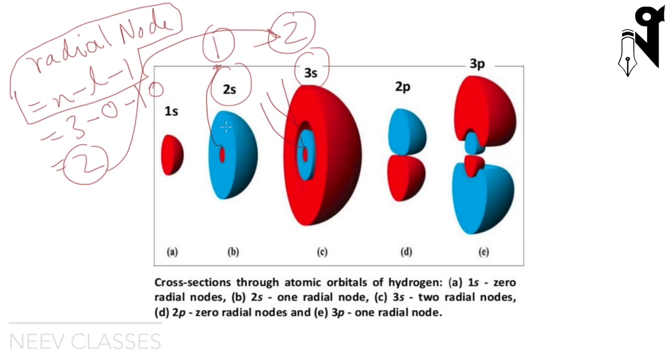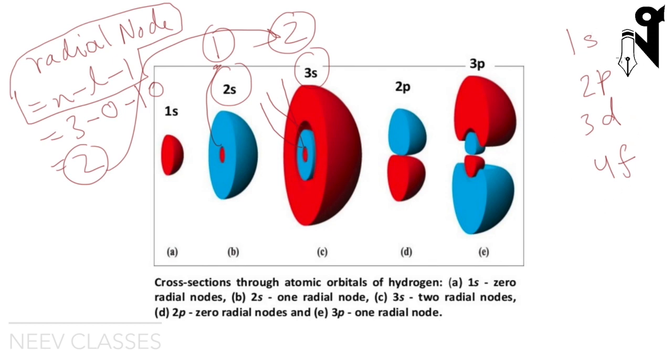Now 2s has a radial node but 2p doesn't. So what you can say is, if it is the first of its kind in a shell, if the orbital is the first appearance, like S has its first appearance in shell 1, P has its first appearance in 2, D has its first appearance in 3, F has its first appearance in 4. All of them, whenever it is a first appearance, there will be 0 radial nodes.